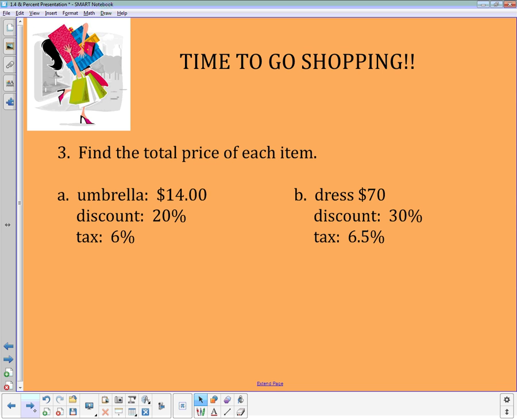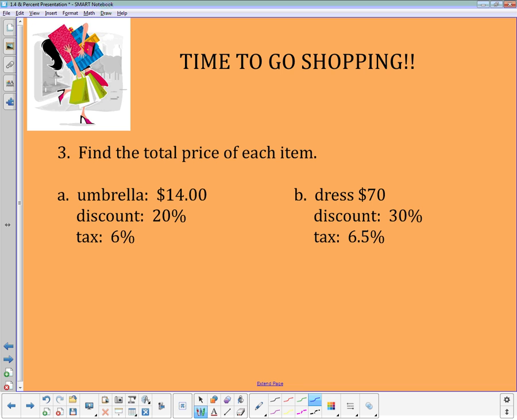Let's flip it over to the back. Find the total price of each item. So this is now where we have a discount that we have to apply, then we have to take the tax, and then we have to figure out the total price. So the first thing, for my umbrella, I have a 20% discount. So I first need to figure out what 20% of $14 is.